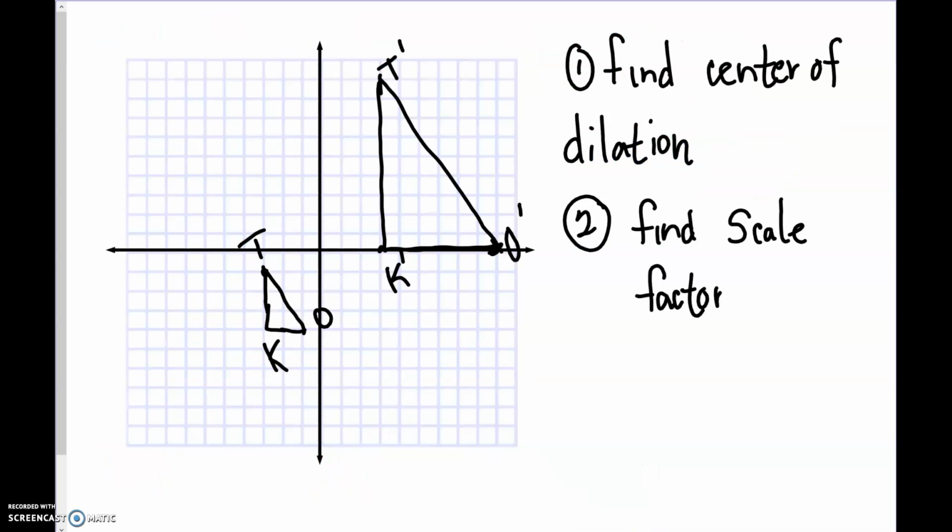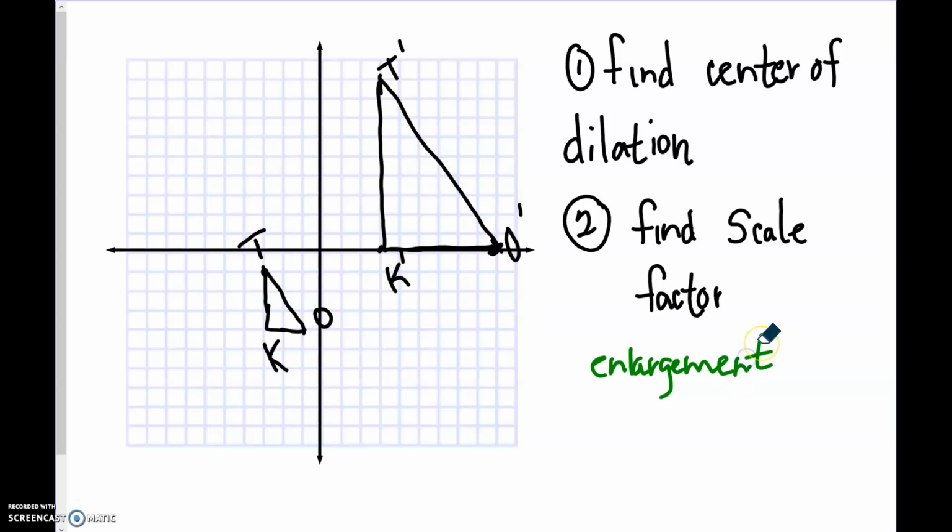All right, so find the center of a dilation and find the scale factor. So we've got our T, O, K and then our T prime, O prime, K prime. So we know that this is going to be getting bigger. So this is an enlargement. We can tell that for sure because it is getting bigger.